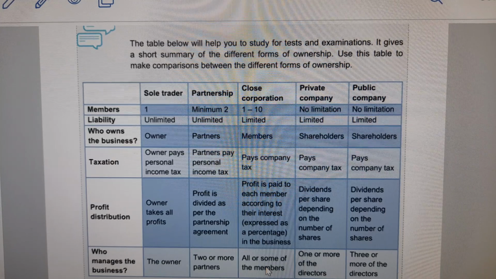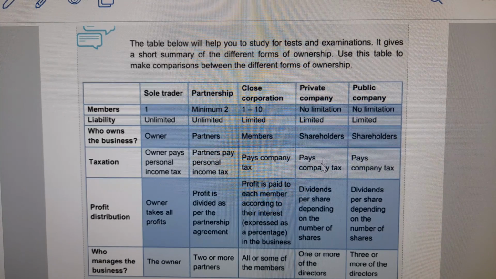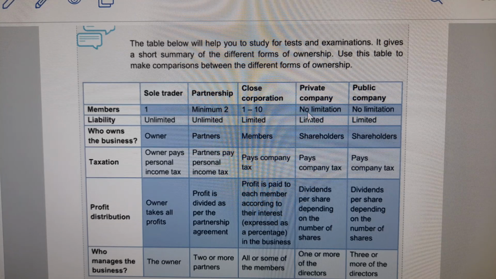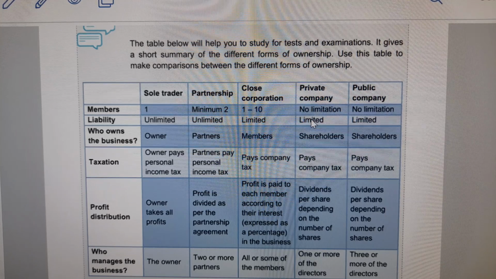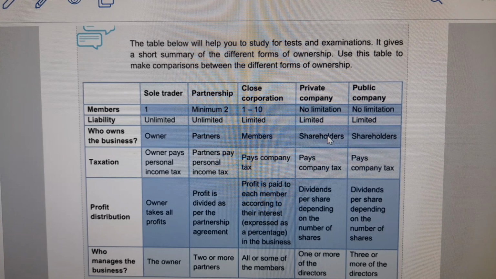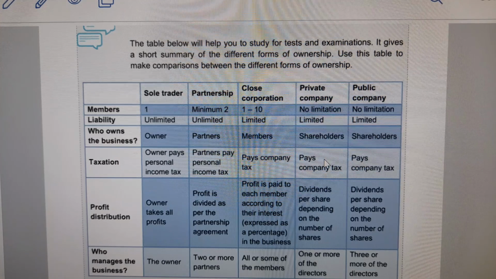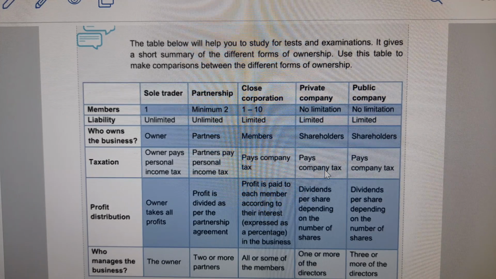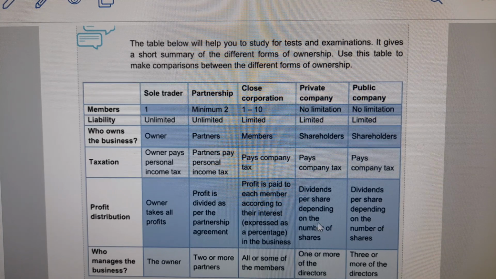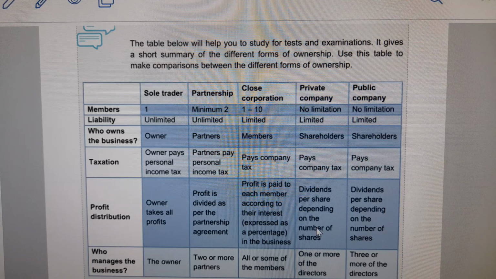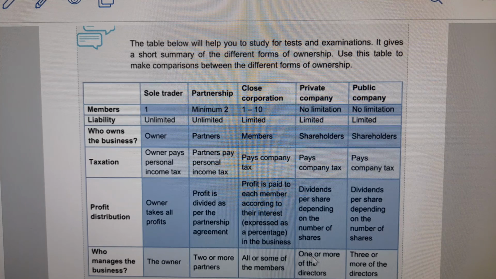manage the business. We go to private company. Members, no limitation, it can be any number, and liability is limited. The business is owned by shareholders, and the business pays a company's tax and dividends per share depending on the number of shares. This is the profit distribution, and the business is managed by one or more of the directors.